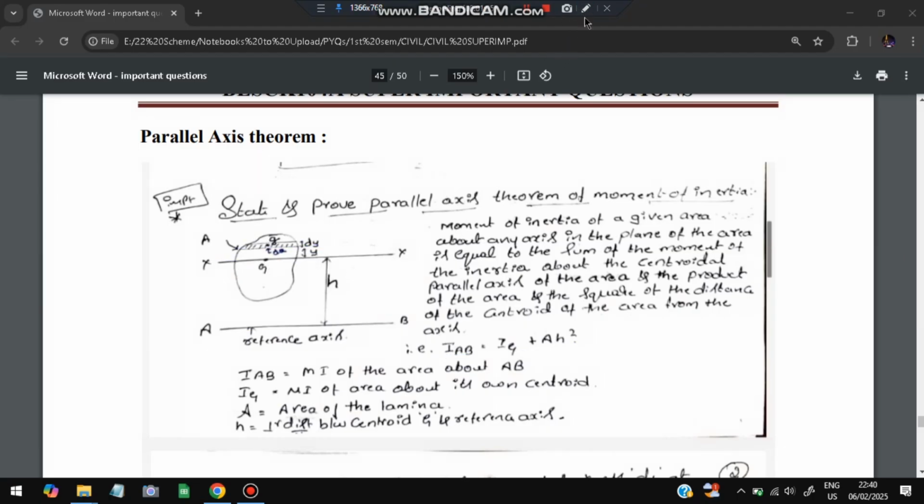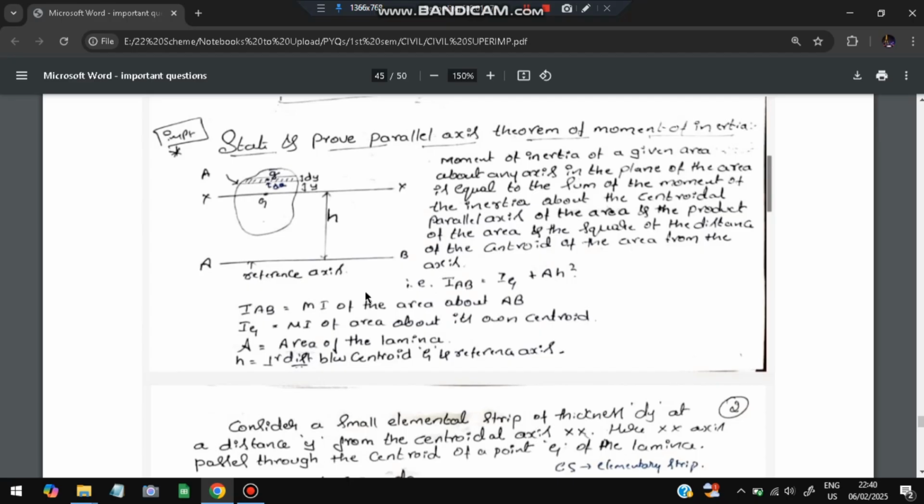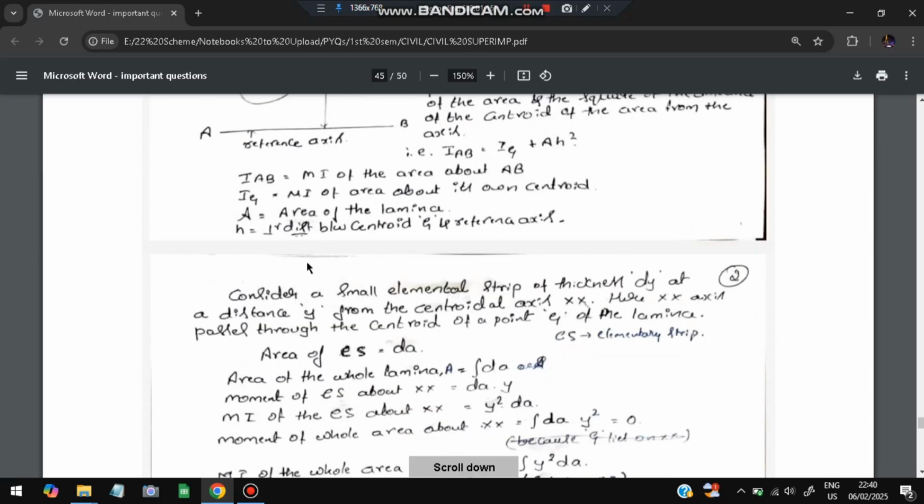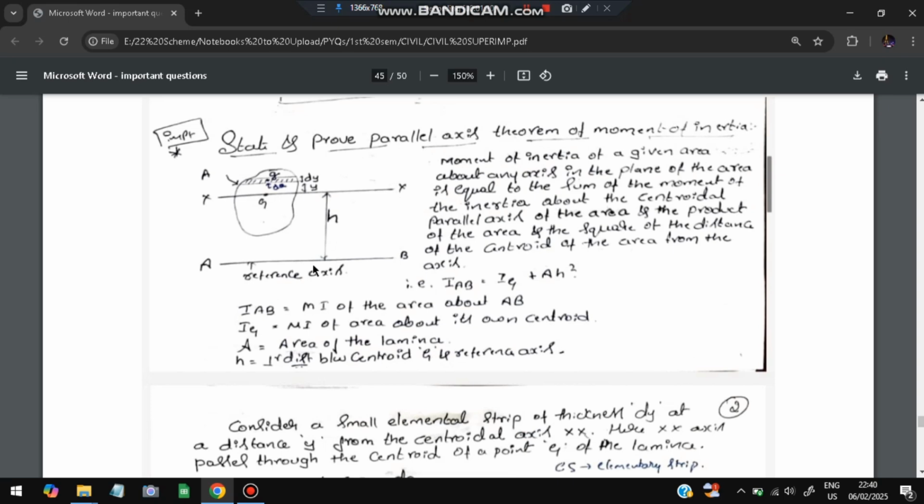of that object. So what it says is the moment of inertia of the reference axis is equal to the moment of inertia of this axis plus AH square. So these are the terms we will be writing here. And finally, again the same thing we'll be doing. First we will take this strip and find out the moment of inertia, then we will find out the moment of inertia for the whole object.